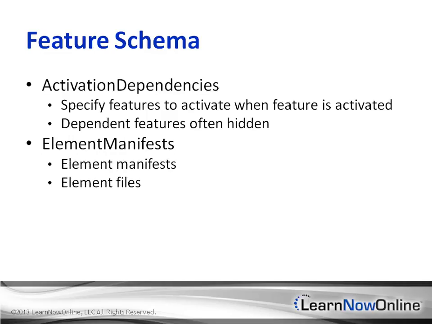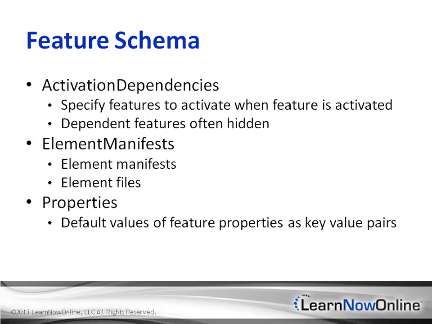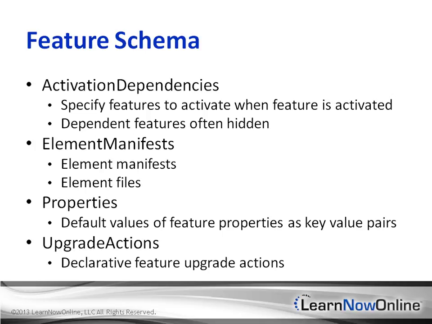And as we were seeing before, there's the element manifests, and then it can contain element files within the element manifest element. There's also a properties element, and that allows you to have some default values, kind of like a little custom dictionary, so you can have key value pairs in there. And then there's also the upgrade actions, which tell SharePoint what to do when your feature is being upgraded.